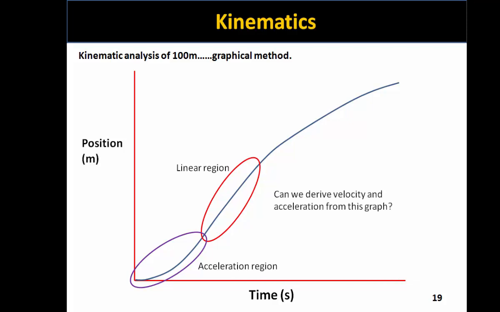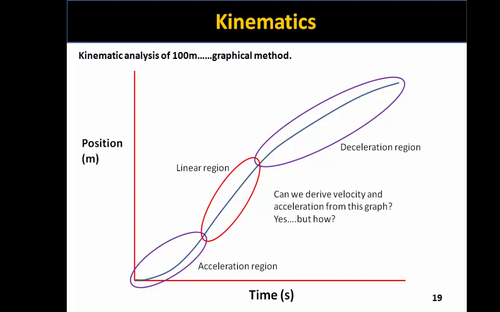And so the linear region, we can derive velocity and acceleration not just from the linear region, but from the entirety of the graph. And so the linear region would essentially be that part of the race where the athlete is achieving a fairly consistent change in position with respect to time. And how we derive velocity and acceleration from this graph is going to be the subject of the next two slides. The third and final phase of this particular method is referred to as the deceleration region.